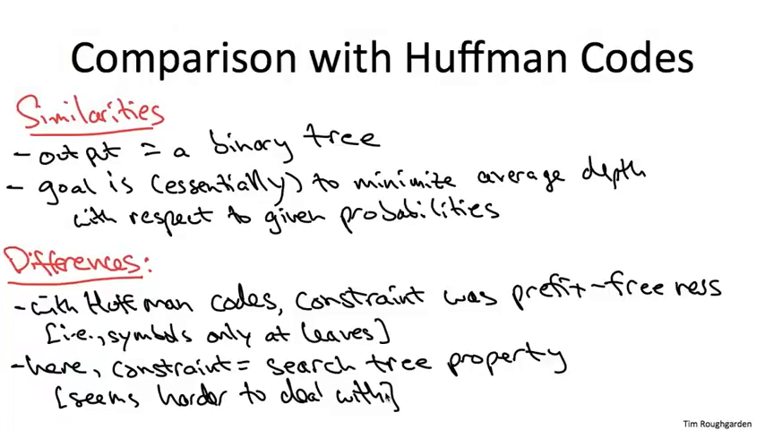This constraint is harder in the sense that no greedy algorithm, Huffman's algorithm or otherwise, solves the optimal binary search tree problem. Rather, we're going to have to turn to the more sophisticated tool of dynamic programming to design an efficient algorithm for computing optimal binary search trees. That's the solution we'll start developing in the next video.